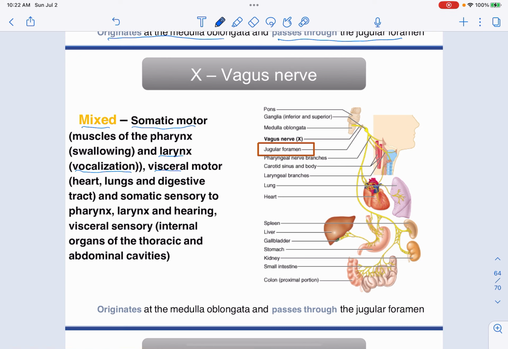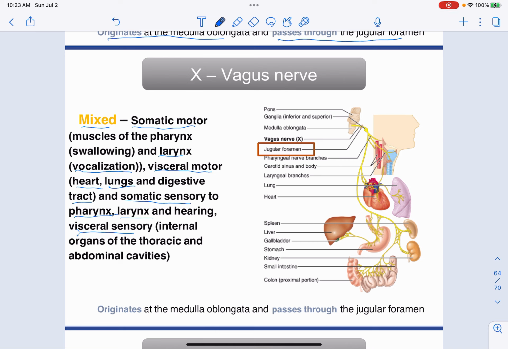There is some visceral motor function, so it's going to innervate the heart, the lungs, the digestive tract. Really, this is one of those nerves, like what is it not doing? It does have some somatic sensory information too from the pharynx, the larynx, as well as hearing. And then we have visceral sensory information coming from this nerve because it is going to innervate some of the organs of the thoracic and abdominal cavities.